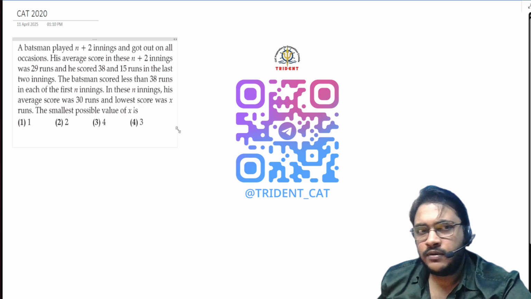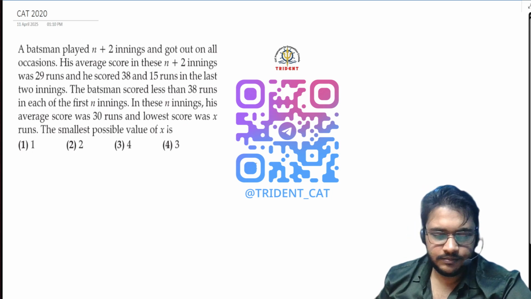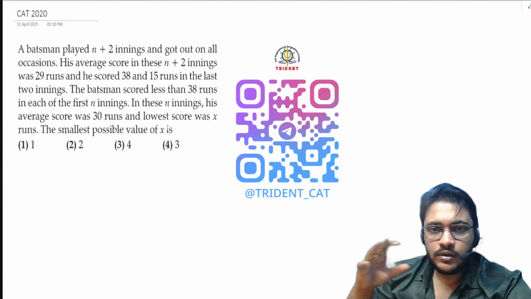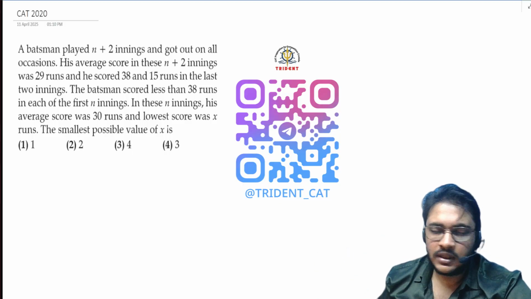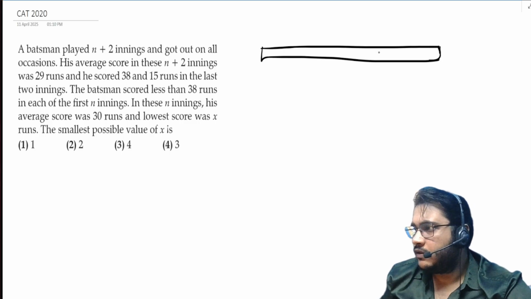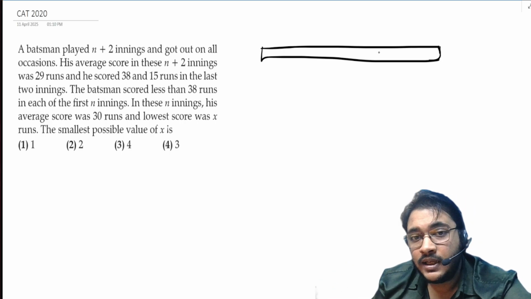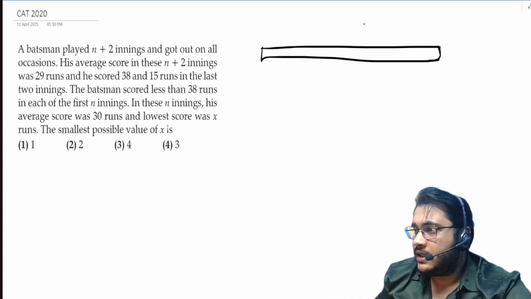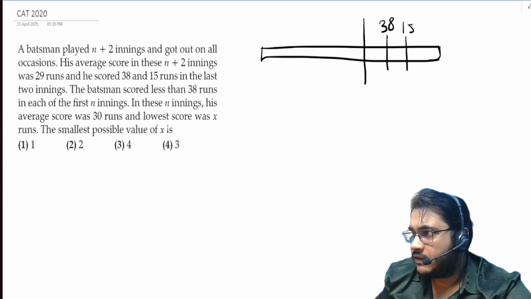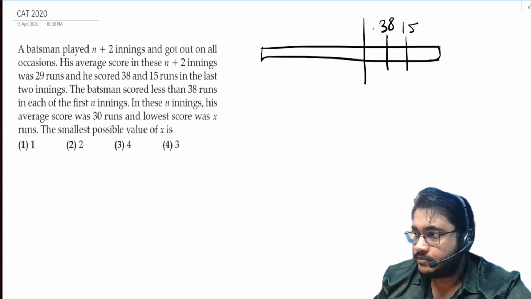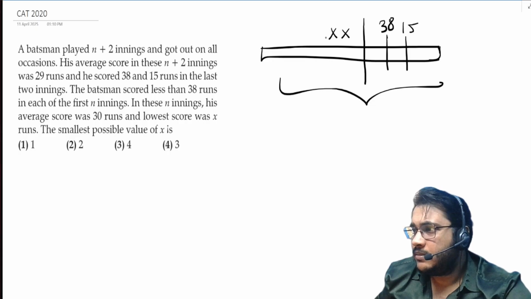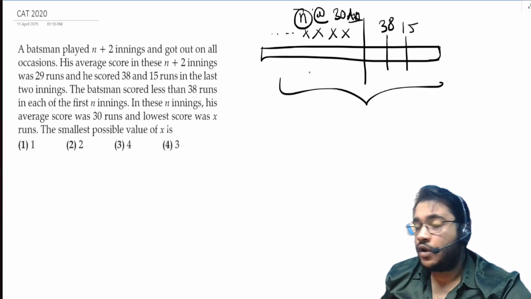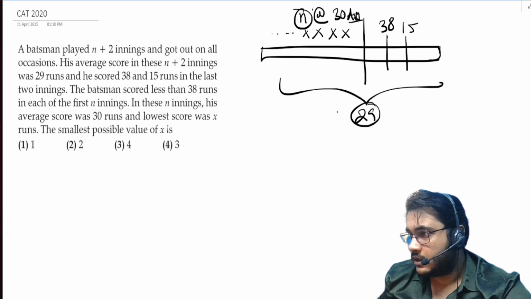I will just zoom out a little bit so that I can scribble. One thing you need to note is that I like to keep things in a pictorial demonstration. So I assume the total number of innings is n+2, because I don't know how many innings he has played. I know that the average of these n+2 innings is 29. The last two innings would be 38 and 15 in some order. I don't even know what that order is. And there would be some innings before this, how many I don't know, but these are n innings with 30 average.